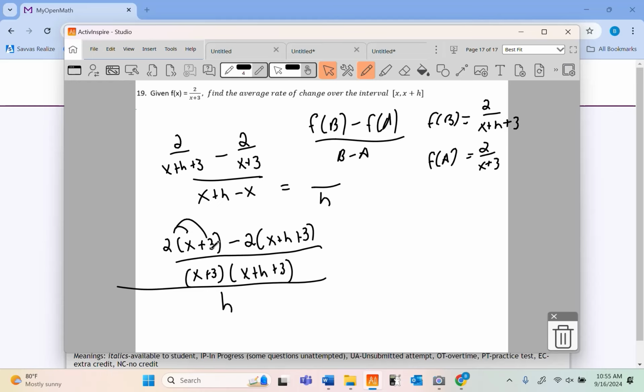We're going to clean some stuff up. This would become 2x plus 6. This becomes minus 2x minus 2h. Minus 6. And things cancel. The 6's cancel, the 2x's cancel. And we're just left with negative 2h up top. It's over this fugly looking thing, which I'm not going to do anything with.